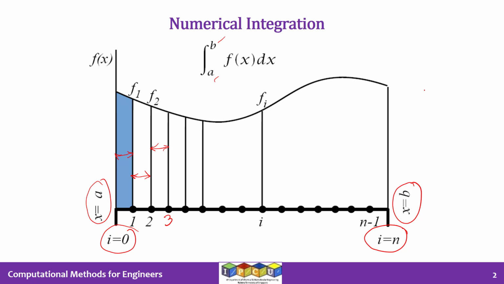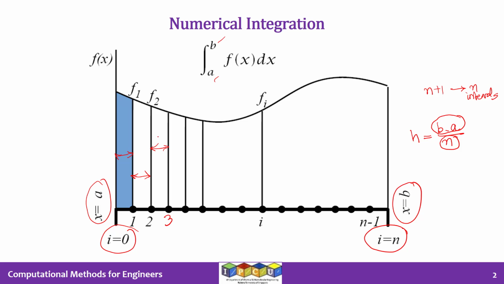If you have n plus 1 data points for the entire curve that you see here, you will have n intervals. The domain from a to b is divided into n intervals, so that the width of each interval is denoted by the symbol h. That's called the step size. You take the overall width of the domain and split it into n equal subdomains.